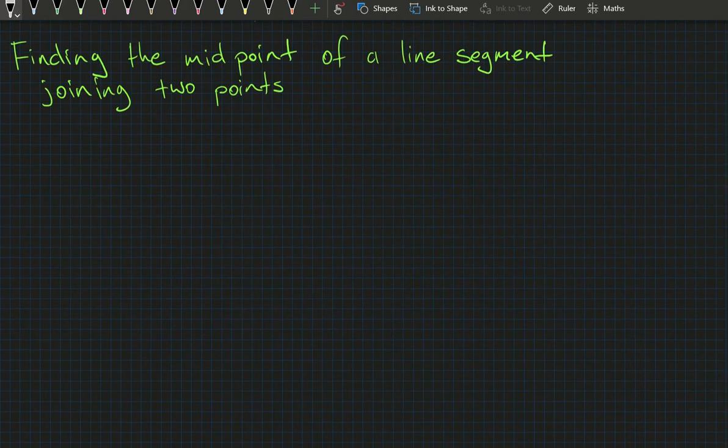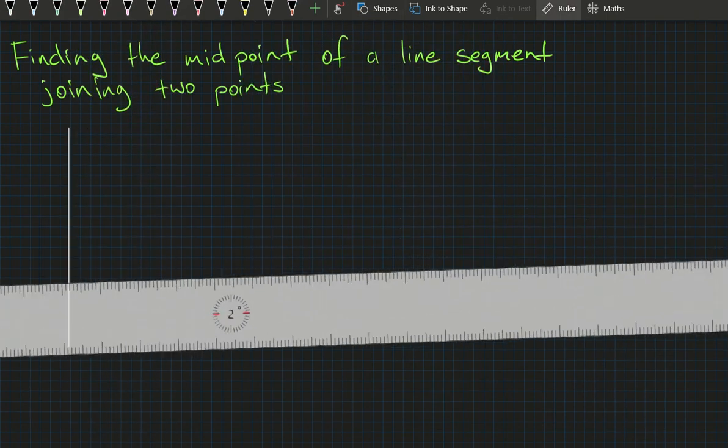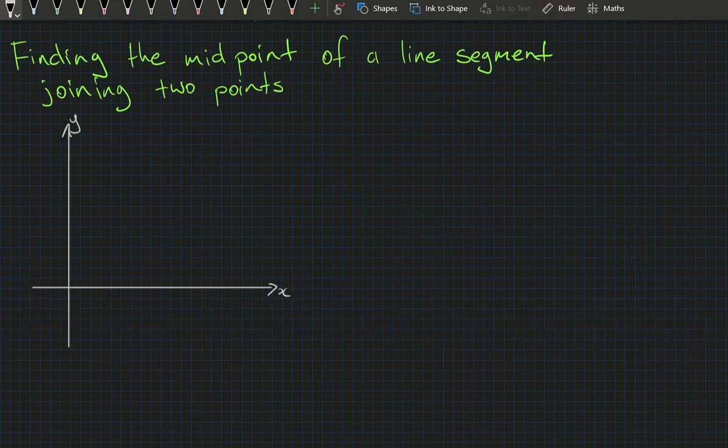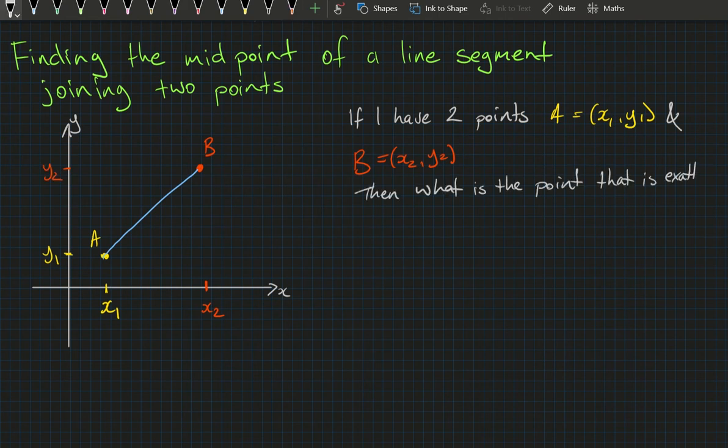In this section, we're going to be finding the midpoint of a line segment that's joining 2 points. Okay, let's start by drawing a graph. Now, if I have 2 points, A equal to x1, y1, let me mark that on the graph, and B equal to x2, y2, let me mark that on the graph. And now I'll put a line segment between them, and let's mark in the x and y values for A and the x and y values for B. Then what is the point that is exactly halfway on this line between them, called the midpoint?